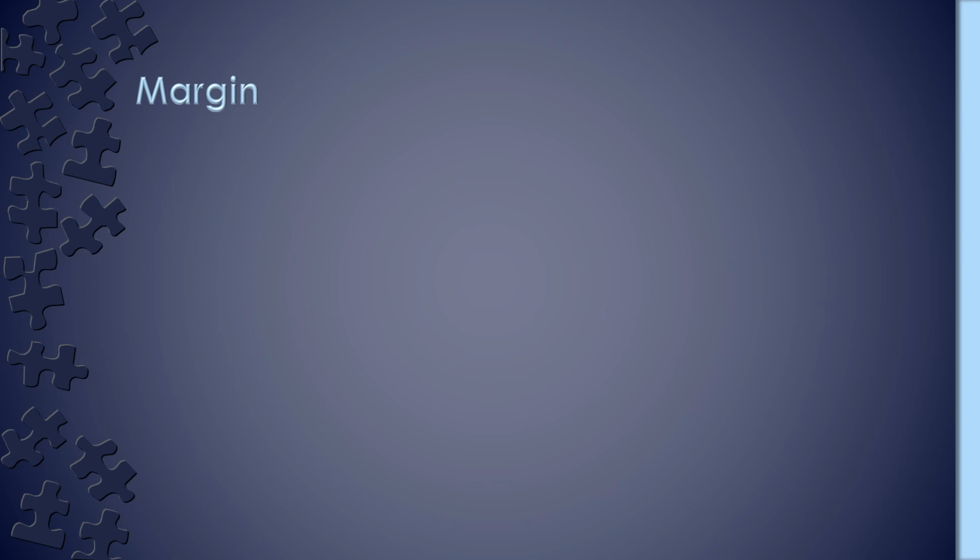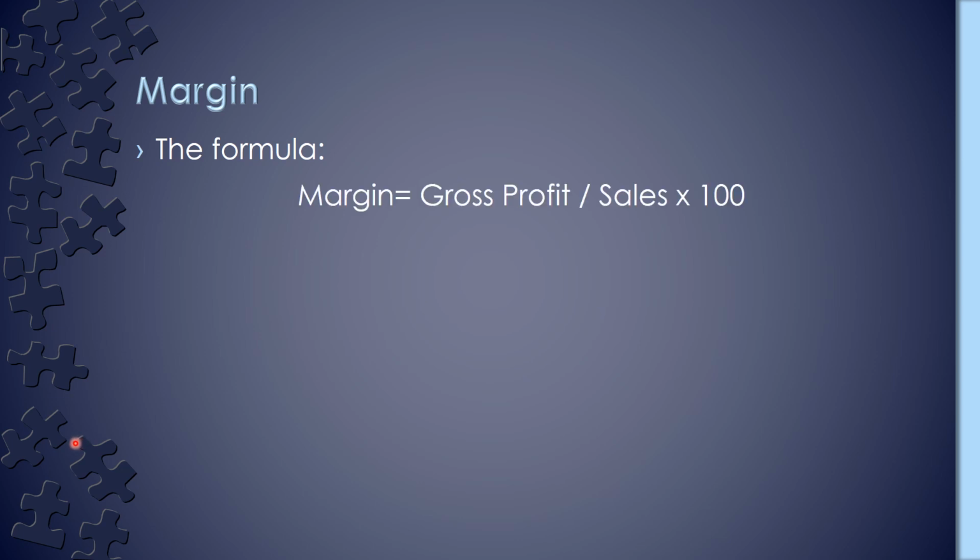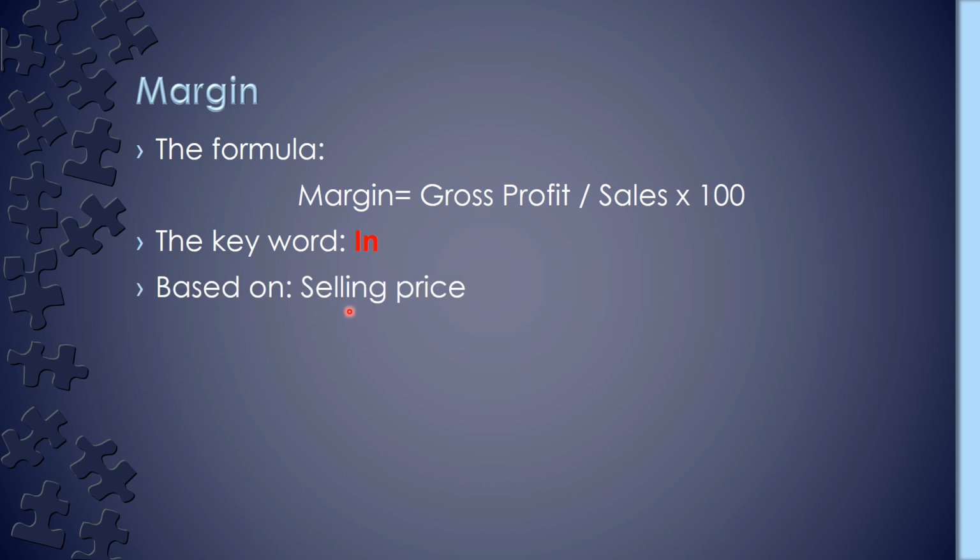So the next one, margin. Let's have a look at what's involved in margin. The formula for margin is margin equals gross profit divided by sales times 100%, which gives you the percentage. The key word is in, and it's based on the selling price of the product. Now, to explain this one and why the key word is in, I'm just going to bring up a little diagram.